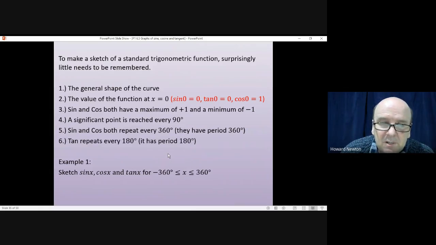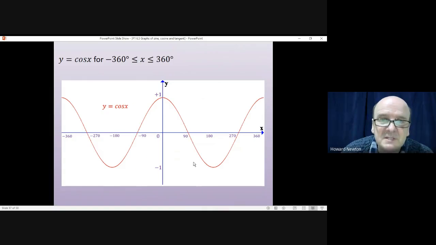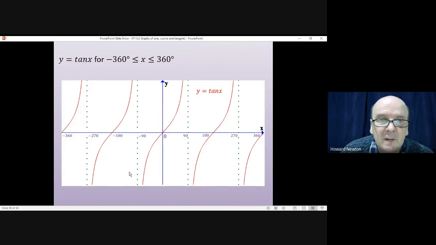Okay, let's quickly look at these. So sine x between -360 and +360, you should have something like that. Cos x between -360 and +360, you should have something like that. And tan x between -360 and +360, you should have something like that. It is important that you show the asymptotes, that you do draw them in when you do the graph for tan x.